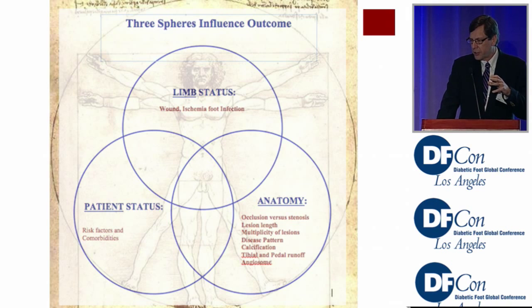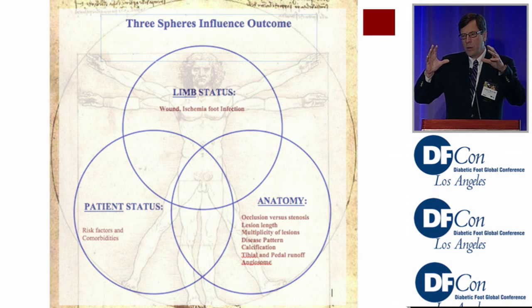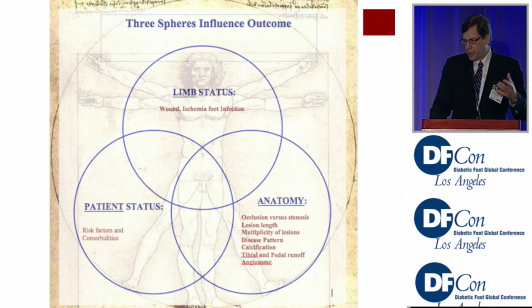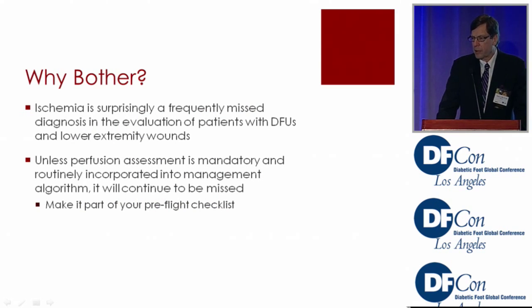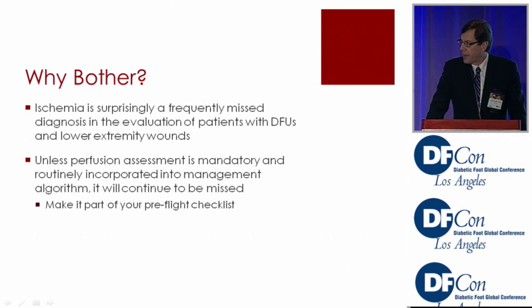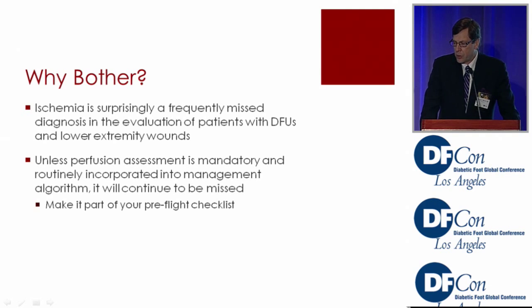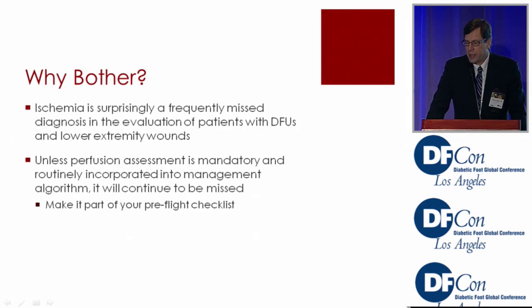So this is the brief introduction. If you heard the talks yesterday, when you're assessing the limb, so you have a limb, a patient, and then you're going to get to the anatomy, I think it's really important that you document ischemia. Now, why is that? Well, this is the why bother part. Ischemia is surprisingly frequently misdiagnosed in the evaluation of patients with diabetic foot wounds. You'd think that would be something we'd always check for. In practice, that doesn't happen. So unless you have a mandatory assessment of perfusion and you routinely incorporate it into your management algorithm, it'll keep getting missed. So make it part of your pre-flight checklist.